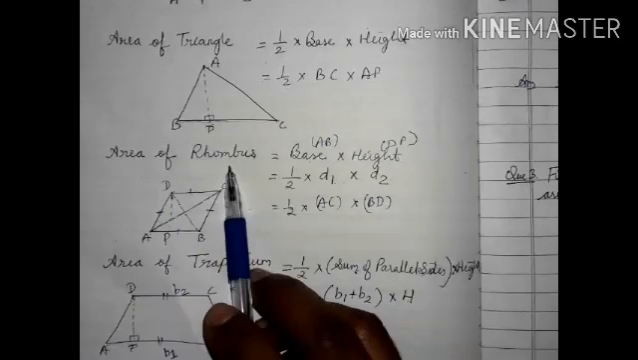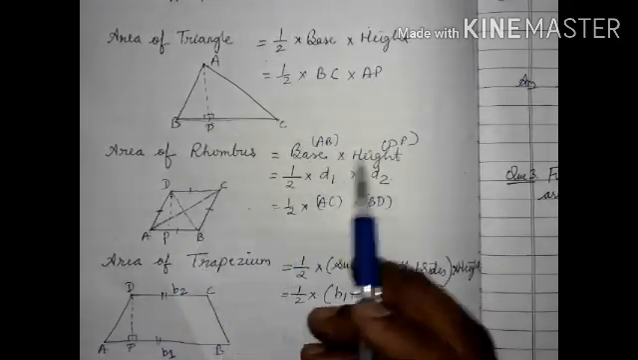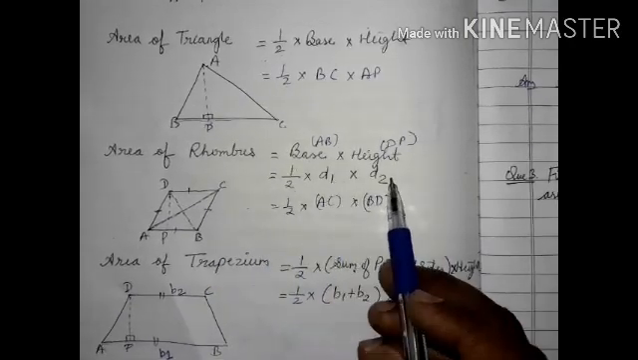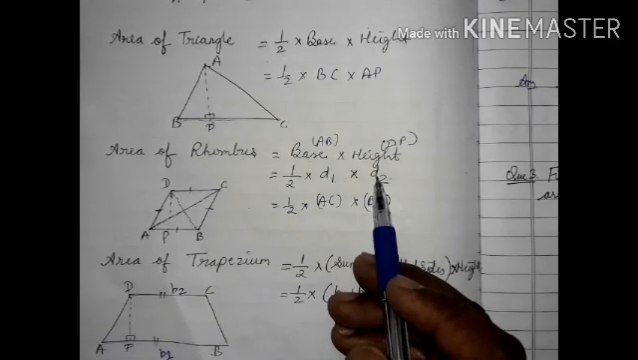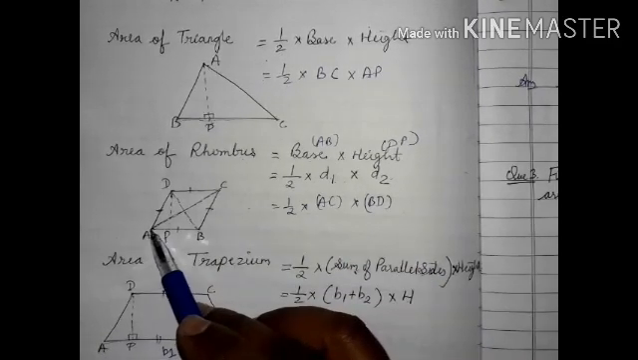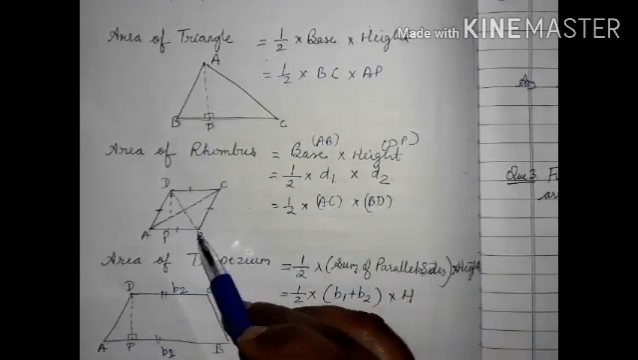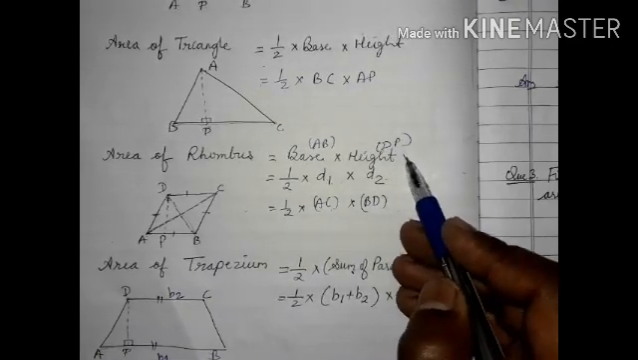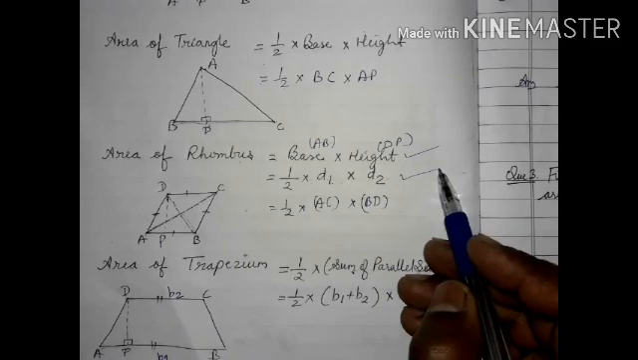Area of rhombus: base into height. Base is AB and height is DP. And the other formula is half into D1 into D2. D1 means diagonal first and D2 means diagonal second. Diagonal first is AC and diagonal second is BD. These are the two formulas to find the area of a rhombus. First one is base into height, second one is half into D1 into D2.